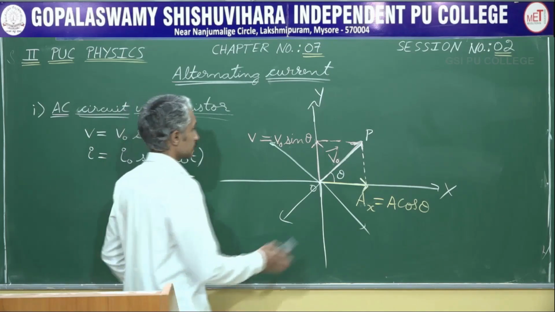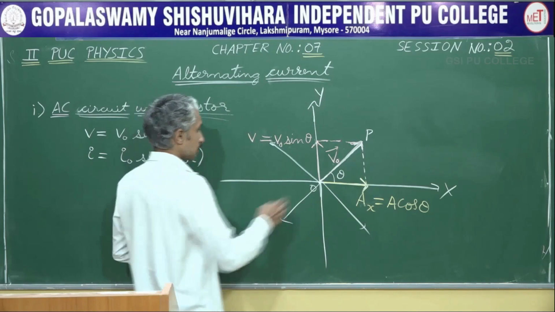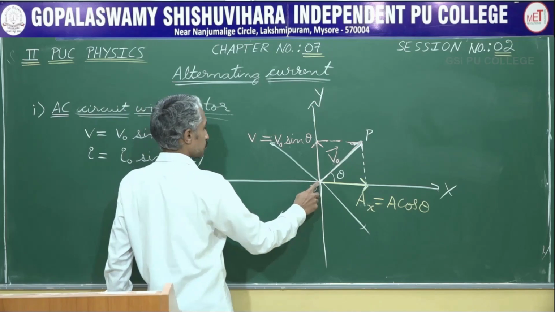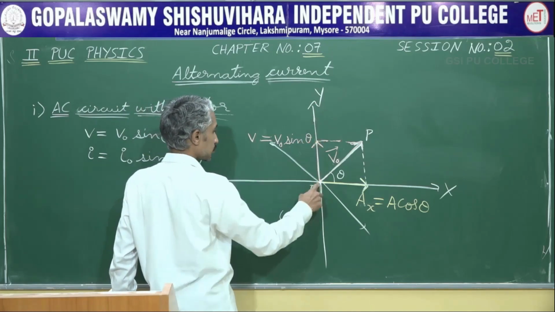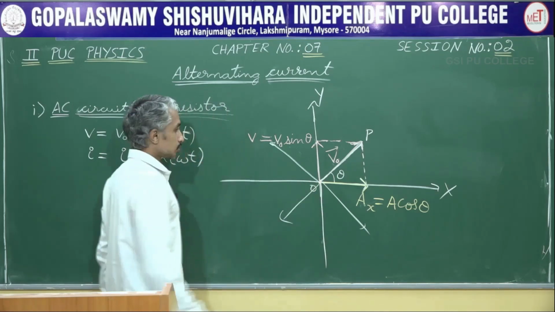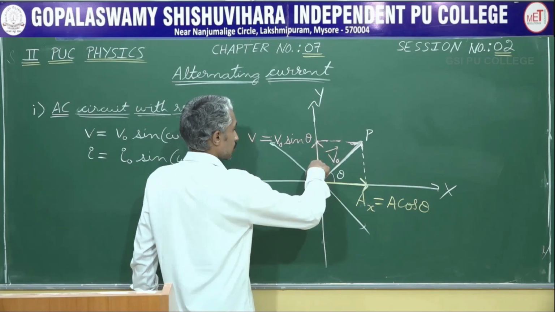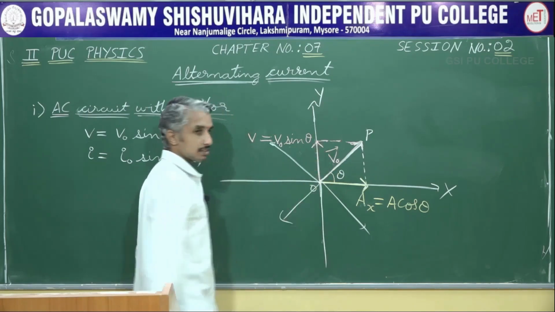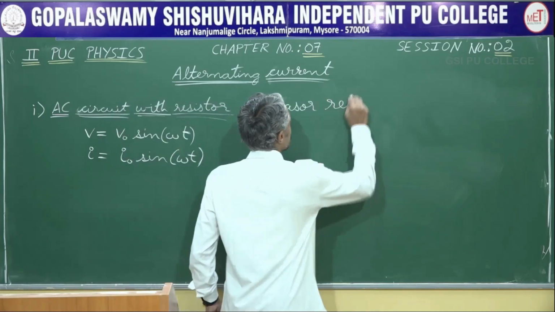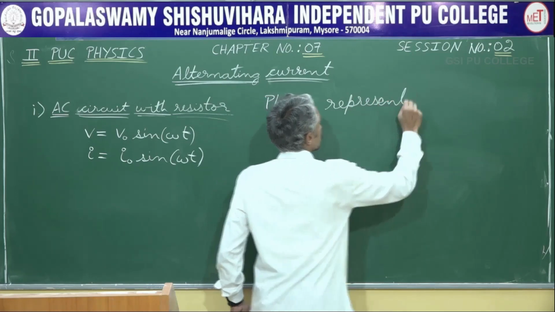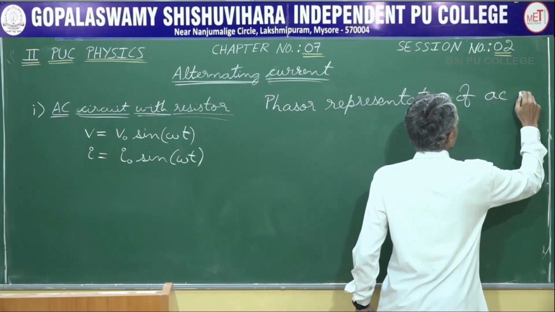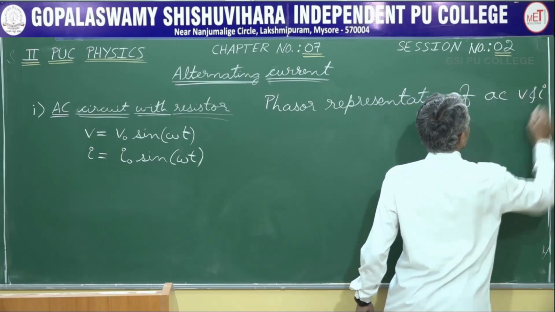So let me now begin. Before I begin, so as this V naught keeps on rotating, V naught sin theta keeps increasing from 0 to maximum, comes back from maximum to 0, and again from 0 to negative maximum, and from negative maximum to 0. So the projection of vector on the y axis gives us the instantaneous value. Phasor representation of AC voltage and current.